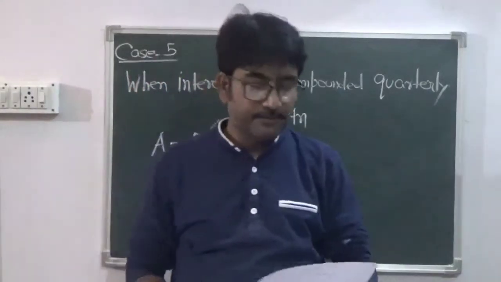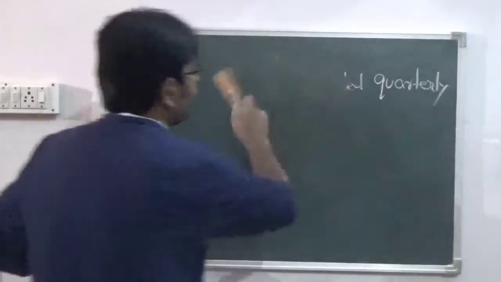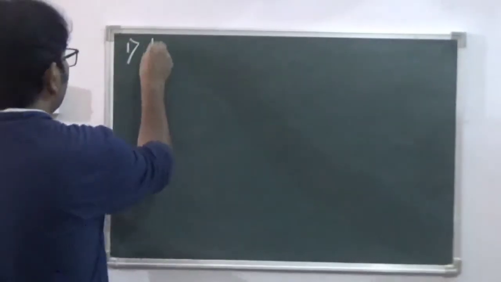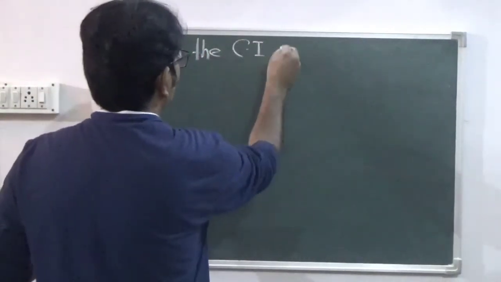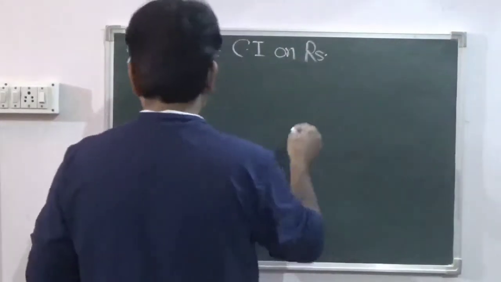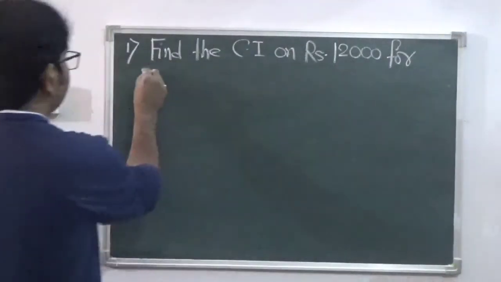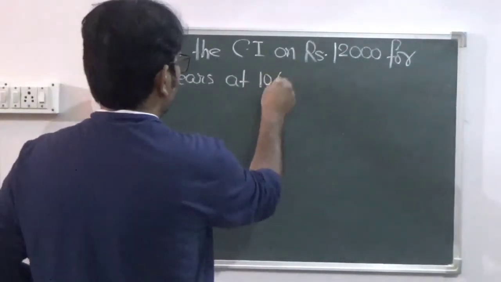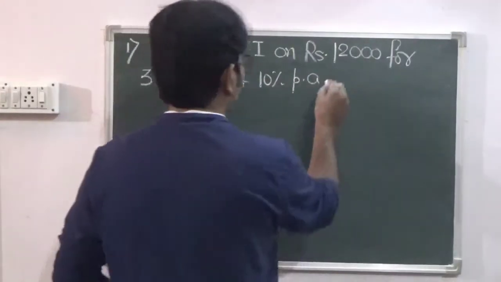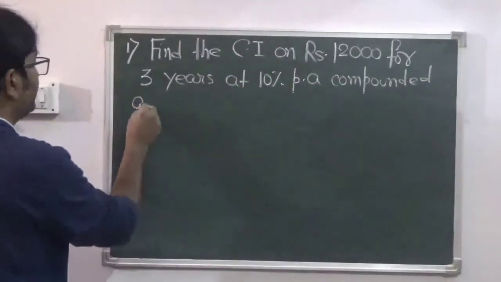So now let us start solving the problems on it. I write the first question on the board. Question number 1, by using formula: find the compound interest on rupees 12,000 for 3 years at 10% per annum compounded annually.